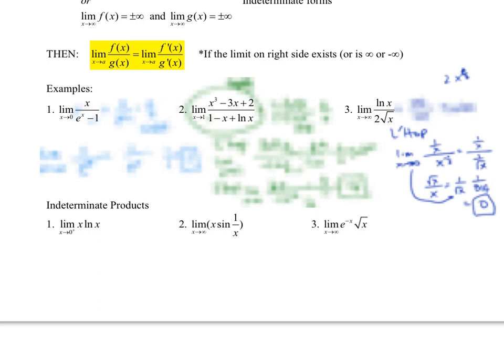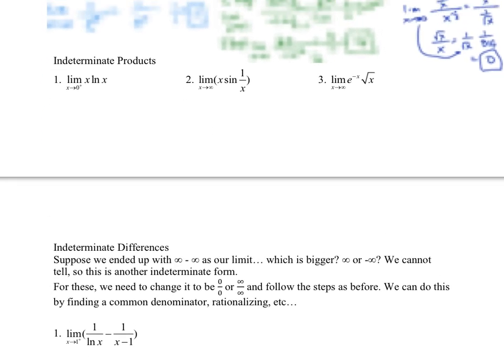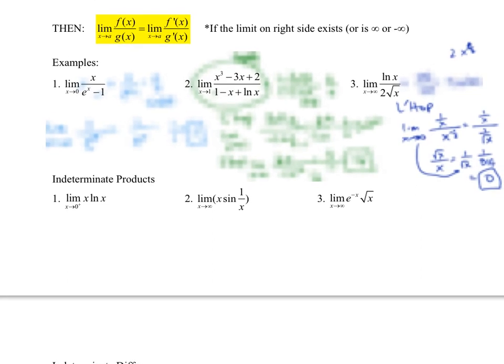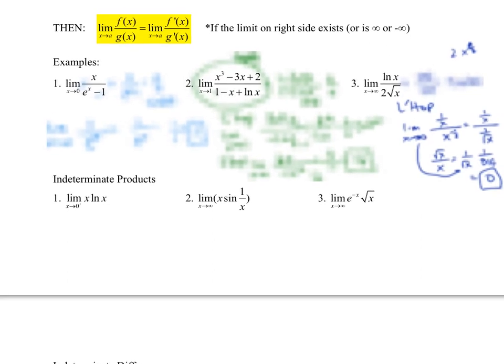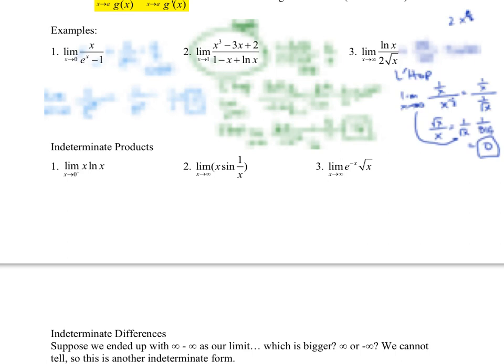All right. Moving on to the next batch. What do we have? What if we had indeterminate products? Well, if you have these indeterminate products like this, what you want to do is rewrite them so that you have the situation where you have an f of x over a g of x.